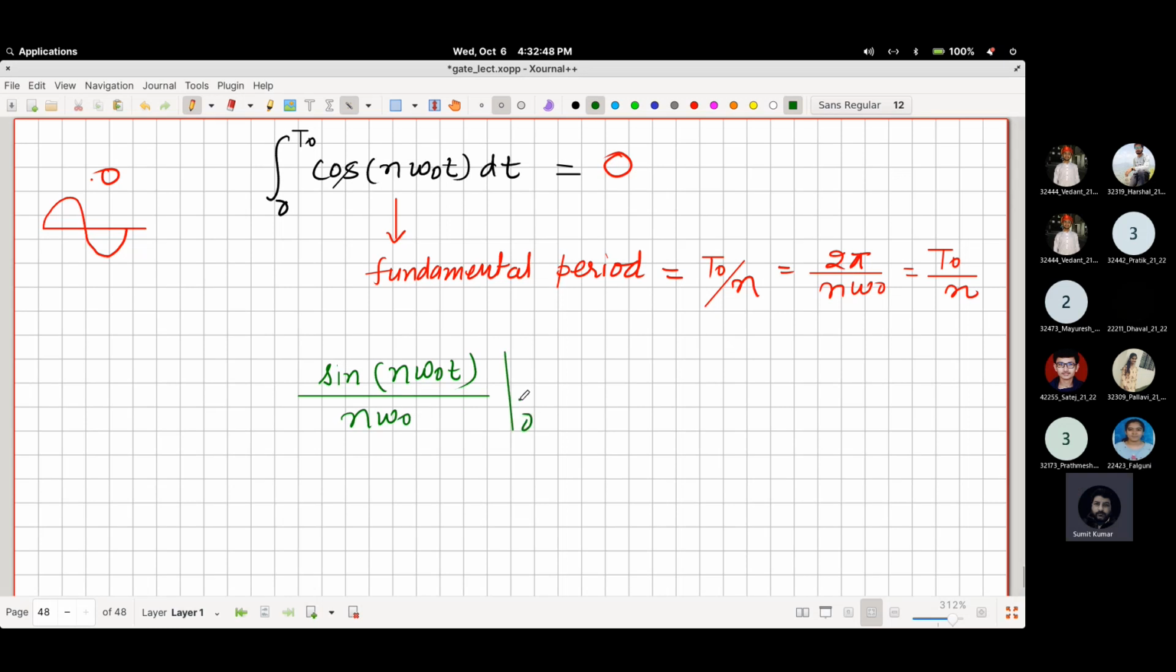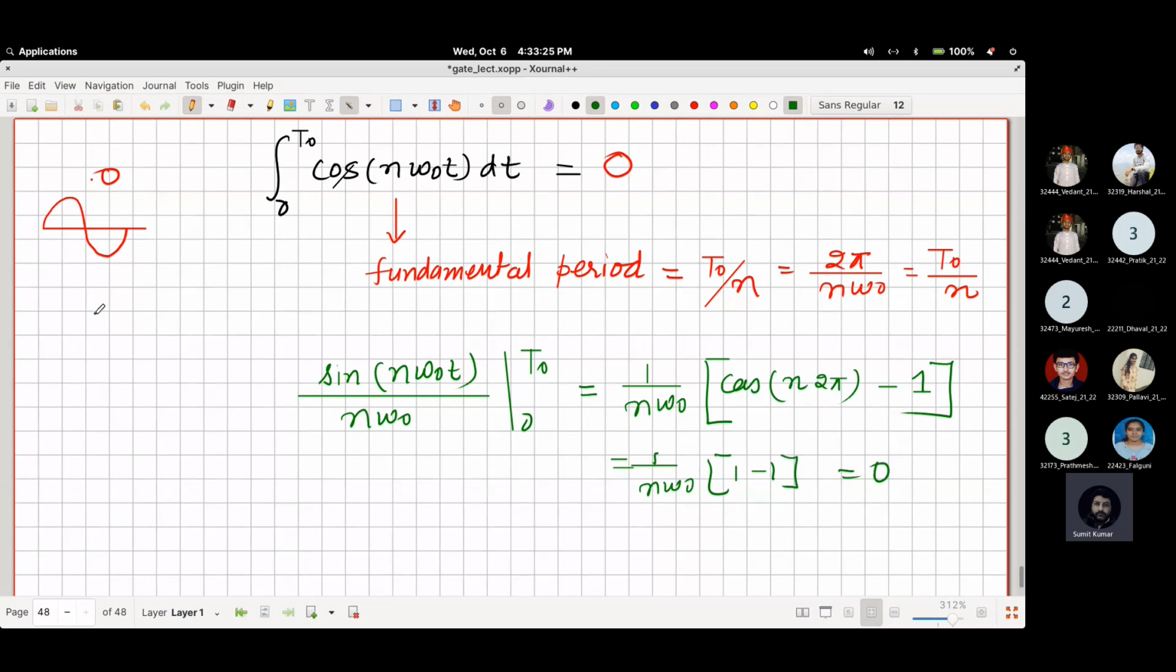And you will be putting the value 0 to t naught. And you will see that this is basically 1 by n omega naught. Let me take that here, and what you will be putting? Cos of n omega naught t. So this will be basically cos of n omega naught t naught, and omega naught t naught is equal to 2 pi, isn't it? Cos n times 2 pi minus cos of 0, which is equal to 1. And what is cos of n times 2 pi? It is also 1, isn't it? So what you are getting is 1 by n omega naught times 1 minus 1, and that is equal to 0.